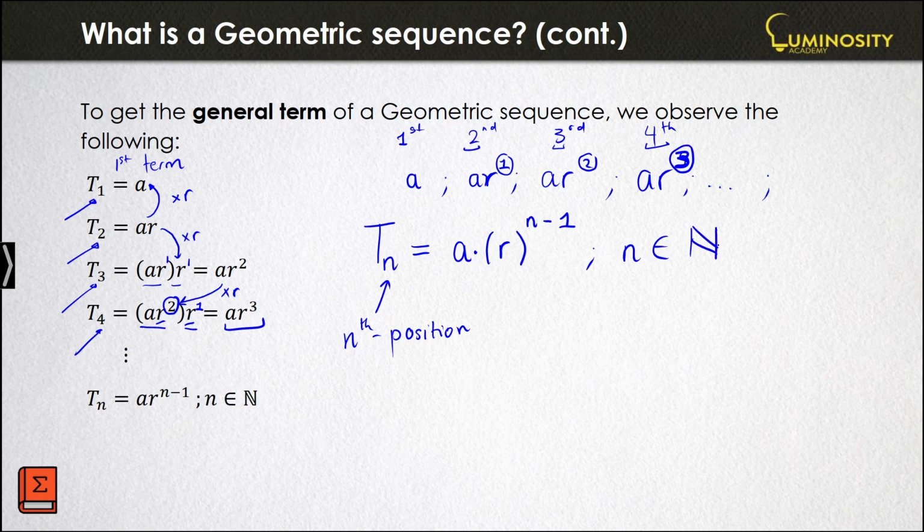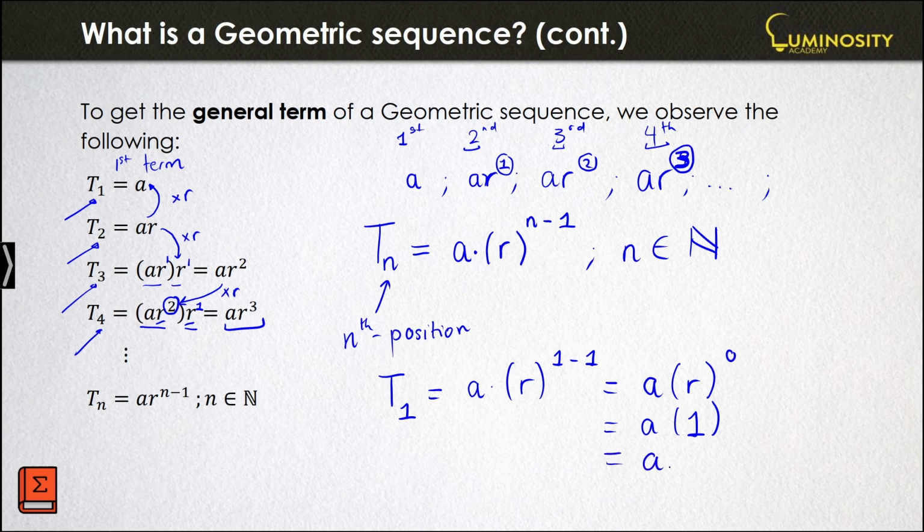What about the first term, you say? Well, if we plug in n equals 1 here for t1, we get a times r to the power 1 minus 1, but 1 minus 1 is just 0, so I get a times r to the power 0. But we know any non-zero base to the power 0 is what? 1. So that's going to be a times 1. And a times 1 is just a, which is the first term here. So this is the general formula for a geometric sequence.